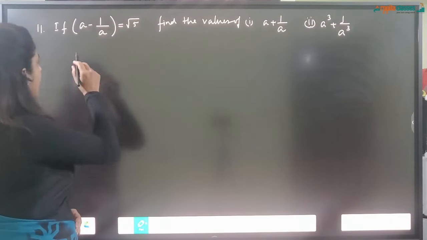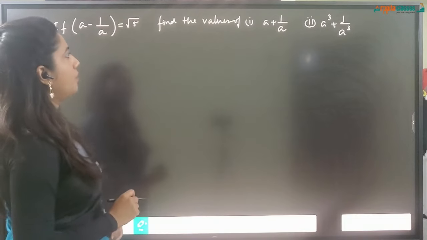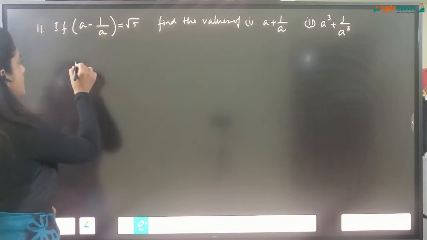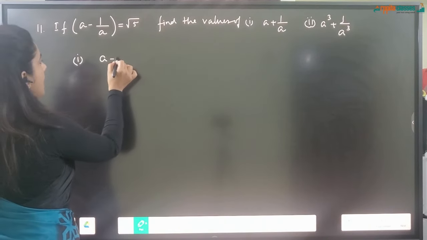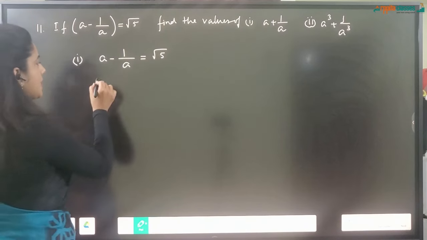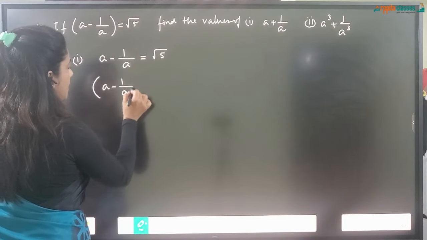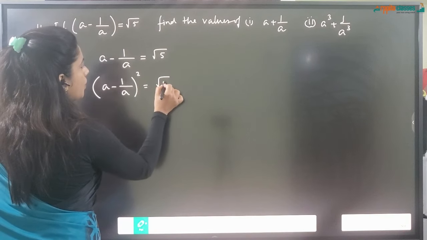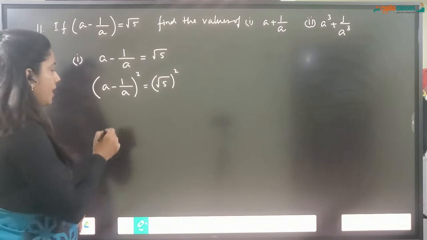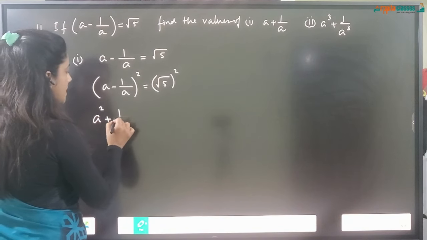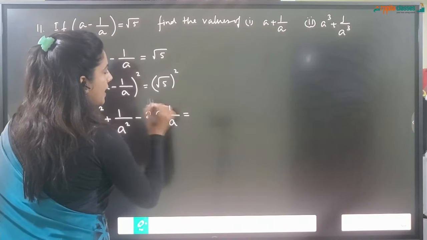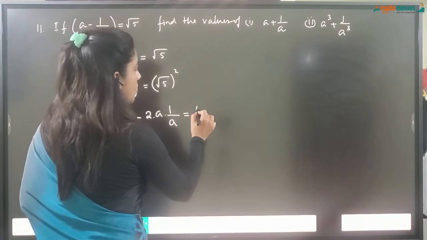Question number 11 is, a minus 1 upon a is root 5, and we have to find out the values of a plus 1 upon a and a cube plus 1 upon a cube. So let us start from here. The first thing is a minus 1 upon a is given, that is root 5. I square both the sides. After squaring both the sides I get a minus 1 upon a whole square is equal to root 5 the square. Now let us put the formula for a minus b square, and that is a square plus b square minus 2 into a into b, and that is equal to root 5 square. Root 5 square is only 5.